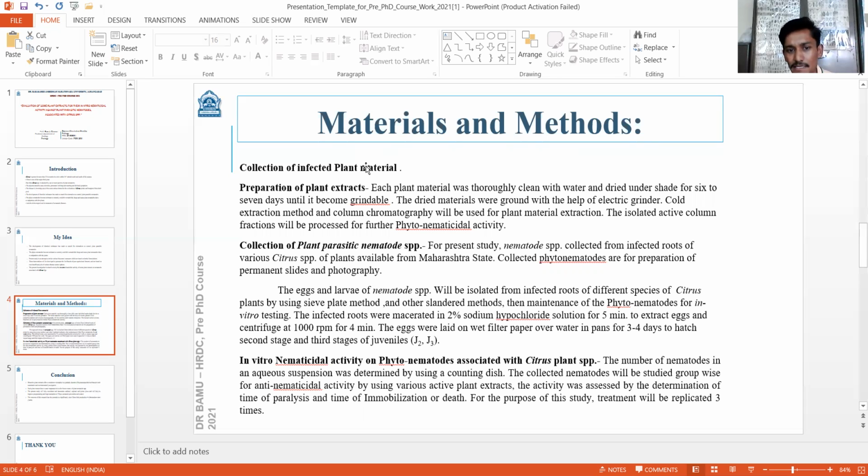Then comes the collection of plant parasitic nematode species. For this study, the nematode species were collected from infected roots from the fields of various citrus species available in Maharashtra state. The collected phytonematodes are used for preparation of permanent slides and photography for further study. Then the eggs and larvae of the nematode species will be isolated from infected roots of different citrus plants by using methods like the sieve plant method and other methods. Then the phytonematodes are maintained for in vitro testing.